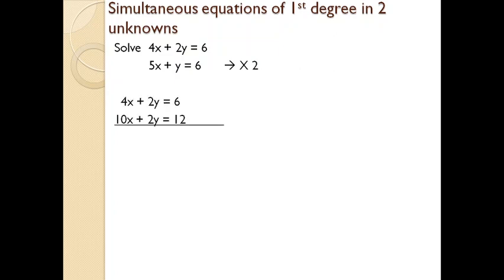Next, the situation is 4x plus 2y equal to 6. Next line, 10x plus 2y equal to 12, because we have multiplied the 5x plus y equal to 6 with 2. That's why we got 10x plus 2y equal to 12. We did this because we have to solve the linear equations. We have to solve the equations only by doing this.